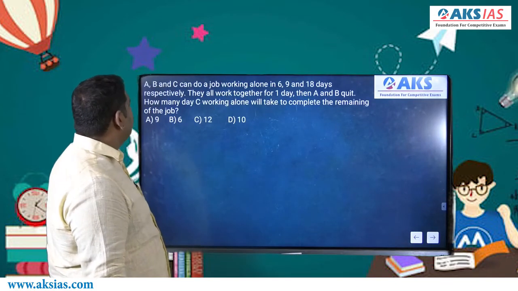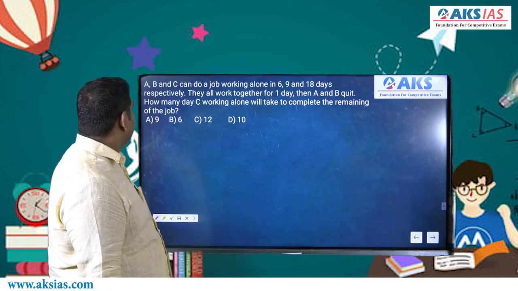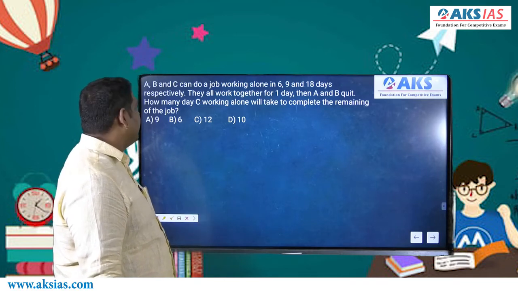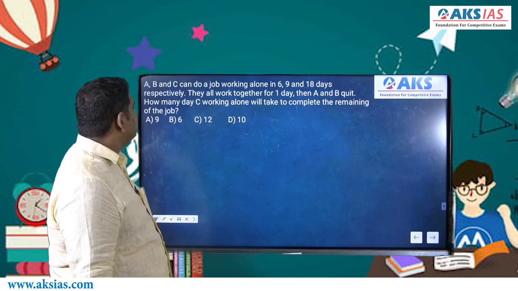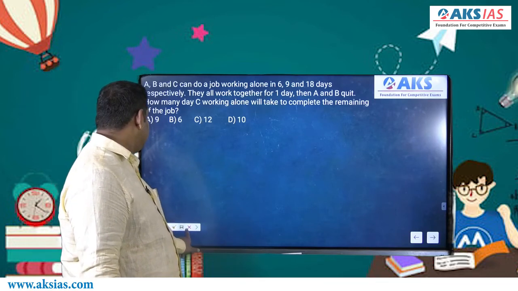A, B, C do a job working alone in 6, 9 and 18 days respectively. They all work together for 1 day. Then A and B quit. How many days will C working alone take to complete the remaining work?